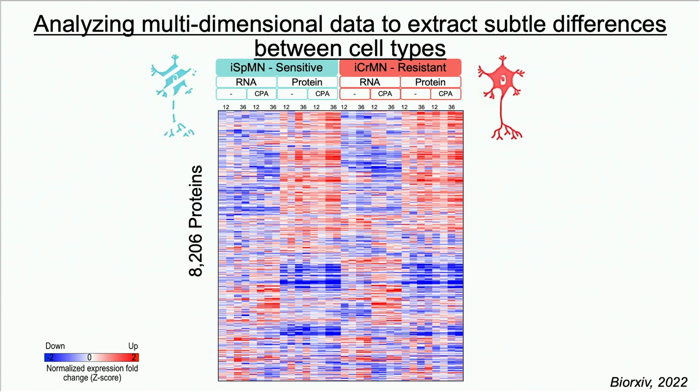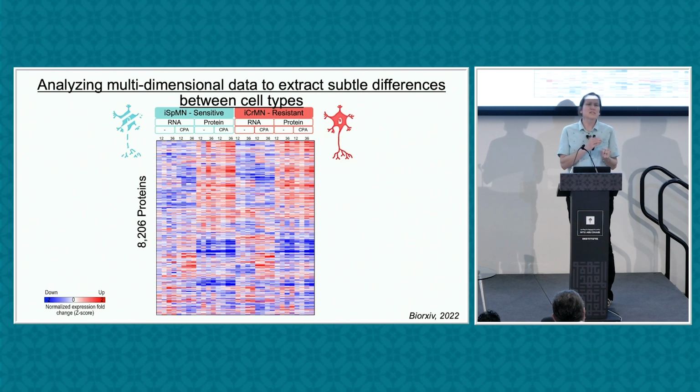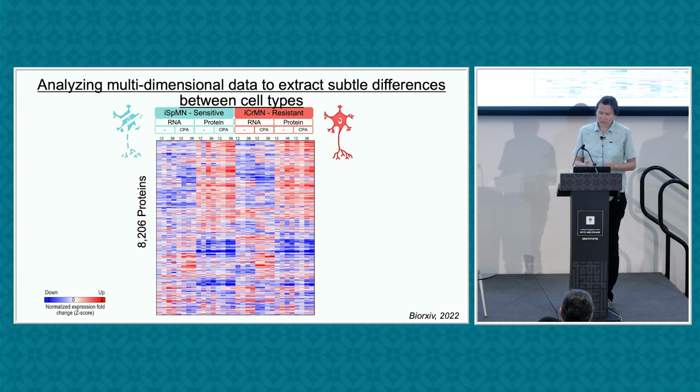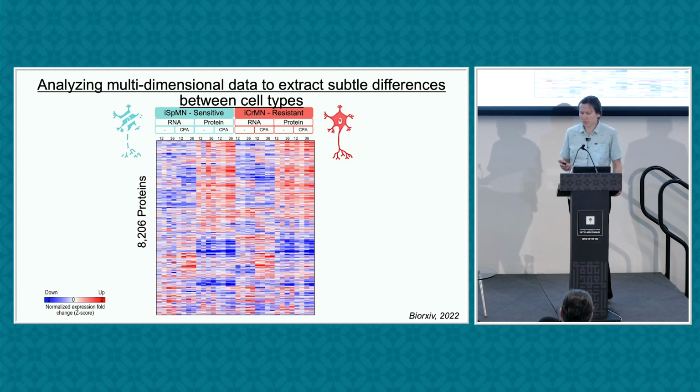Again, the analysis of that, actually, it was most of the COVID lockdown that I spent staring at this. The analysis of that is obviously very complex because you can look at this data in several ways. You can look for differences across time in stress, no stress. But most importantly, and that is really what we're interested in, is the differences between the two cell types.